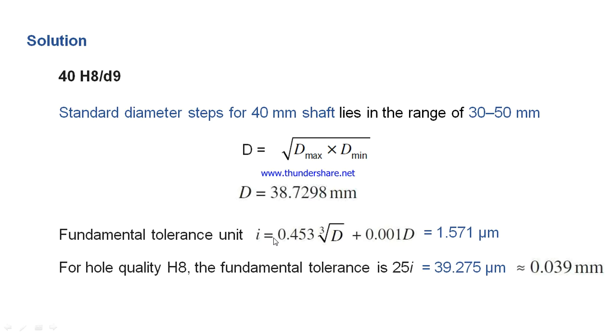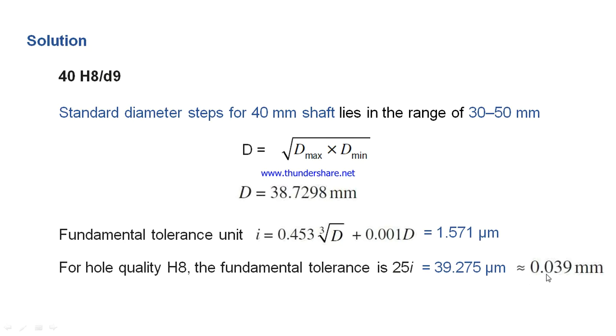So what is the fundamental tolerance I? I is found out by this particular formula, with D as 38.7298 mm. The fundamental standard tolerance value I, which is always expressed in micron, is 1.571 micron. So we got the D, we got the I. We must know the standard tolerance value for the hole tolerance is 25 times I. I is already calculated, so 25 times I is nothing but 39.275 micron.